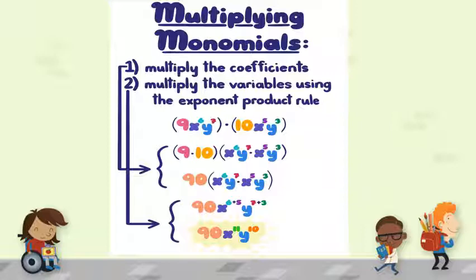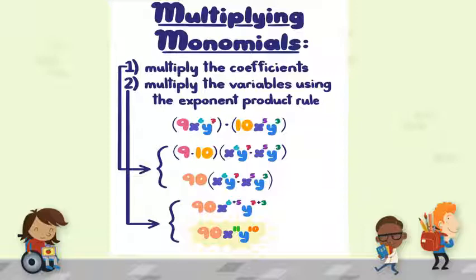So let us see how we have done it one more time. We group the numbers together and multiply the number part, which we call the coefficient. Then in the second stage, we group the x variables together and the y variables together, so that we add the exponents of the same variables. That's how we get the answer 90 x raised to 11 y raised to 10.